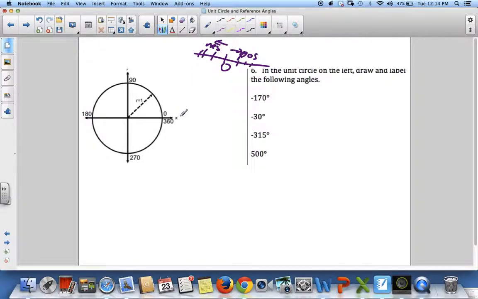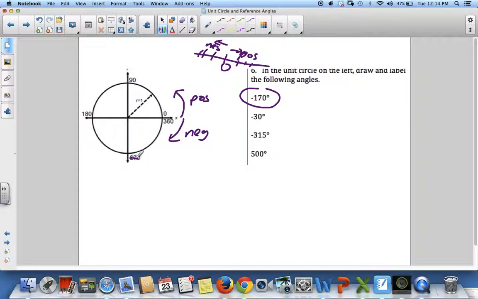Same way in this one, this was the positive direction. So negative would be to go the opposite way. This would be the negative direction. So instead of going 170 degrees this way for this number, we're going to go 170 this way.